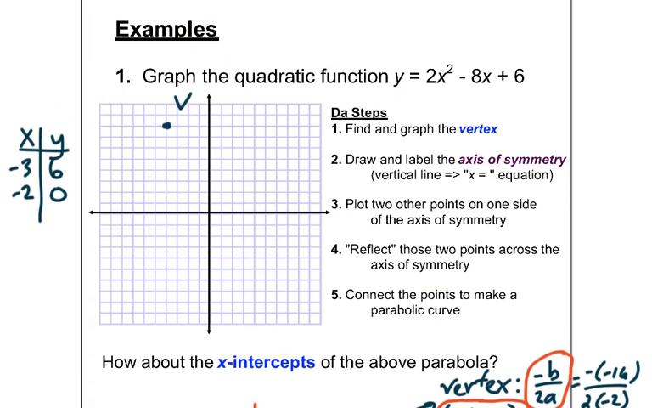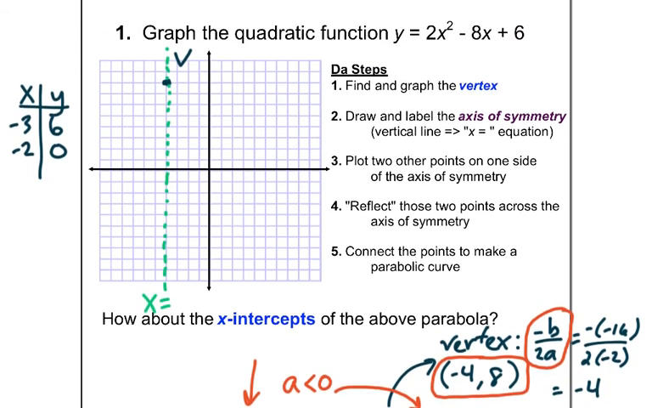Let's draw our axis of symmetry, and we'll label it. And that is x equals, well, what was the negative b over 2a? It was negative 4. So x equals negative 4, the same value. Great, and then I started picking some values over here. This time I picked the right-hand side because they ended up being a little bit smaller on this side versus on this side. So I'm just going to plug in some smaller numbers.